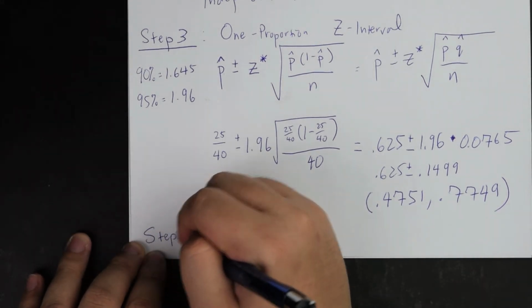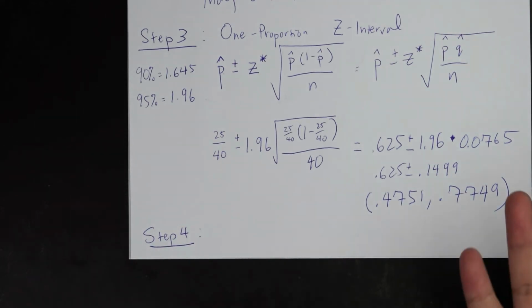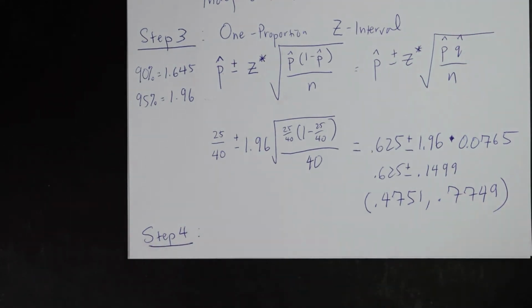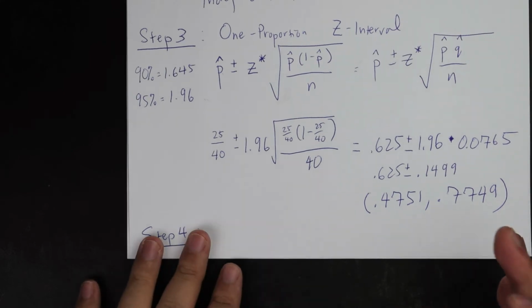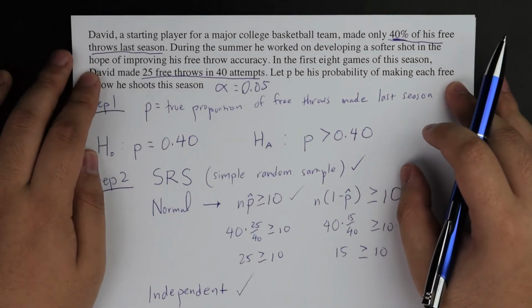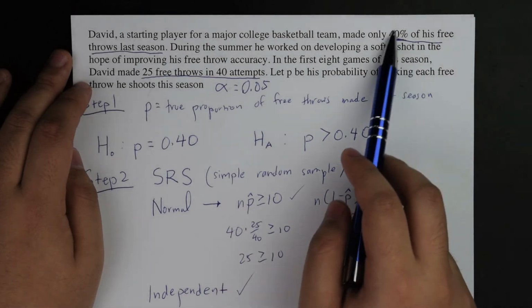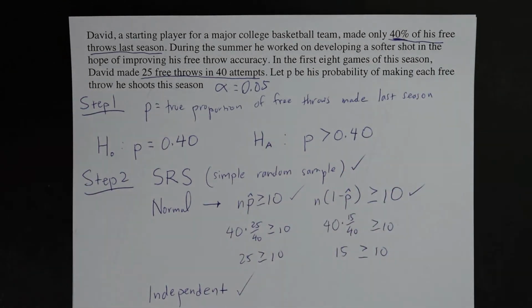Step 4 usually is my conclusion, explaining what that means. What does this value 0.4751 to 0.7749 mean? Well, if we want to relate it back to the original question, his original rate of success was 40%, as it was mentioned. This preseason, aka last season's performance, was 40%.